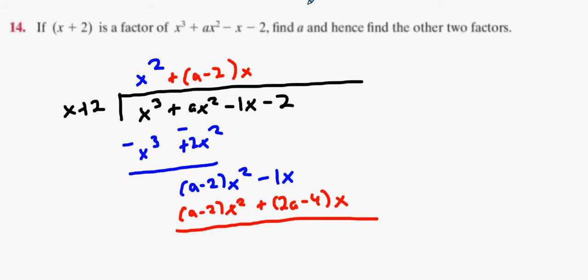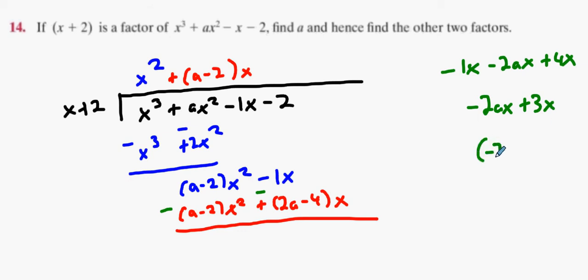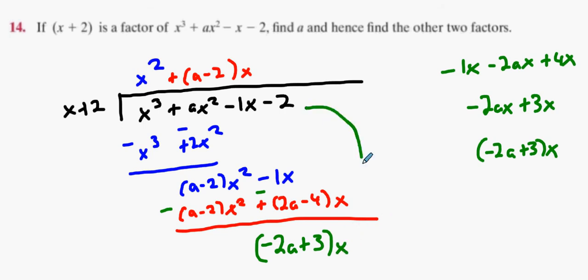Then you take them away from each other. Oh, God. So I have minus 1x minus 2ax plus 4x. That's going to be minus 2ax plus 3x. I factorize back out the x again. It's going to be minus 2a plus 3 times x. Bring down the minus 2. You'd be happy to know it is much easier, right? But nonetheless, we'll go down this rabbit hole together.